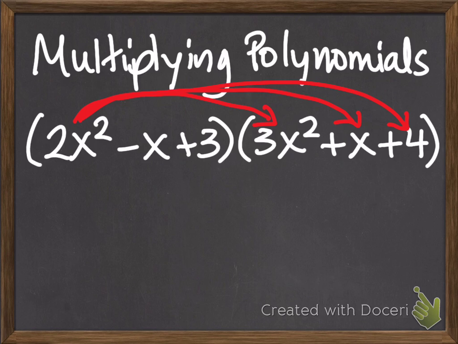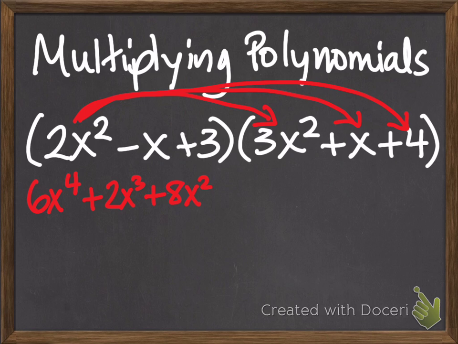So 2x squared times 3x squared. This is the case where we do have to touch the exponents. When we multiply those, the exponents add up to 6x to the 4th. And then 2x squared times x is 2x to the 3rd. 2x squared times 4 is 8x squared. And by the way, you could write these either in a horizontal format, just writing it all the way across left to right, or if you prefer, you can line up your variables in a vertical format.